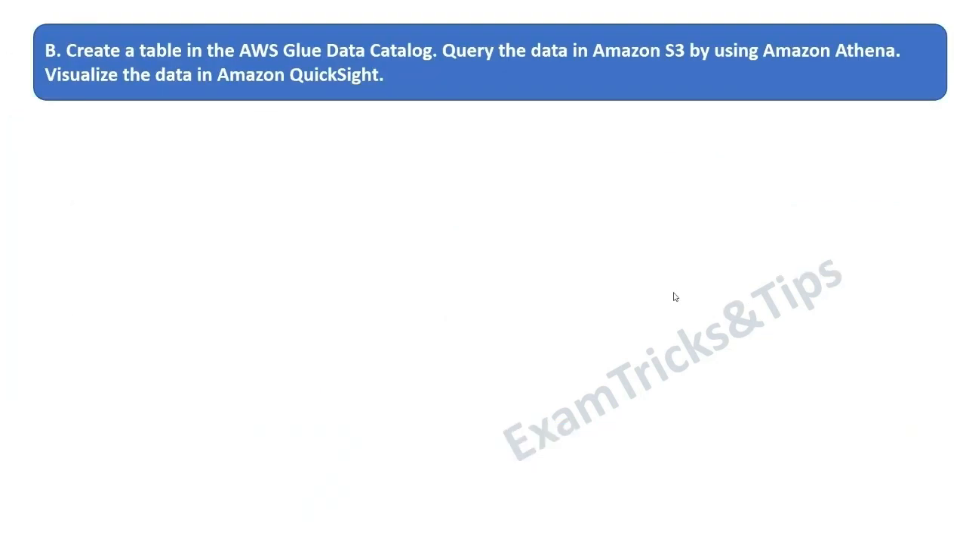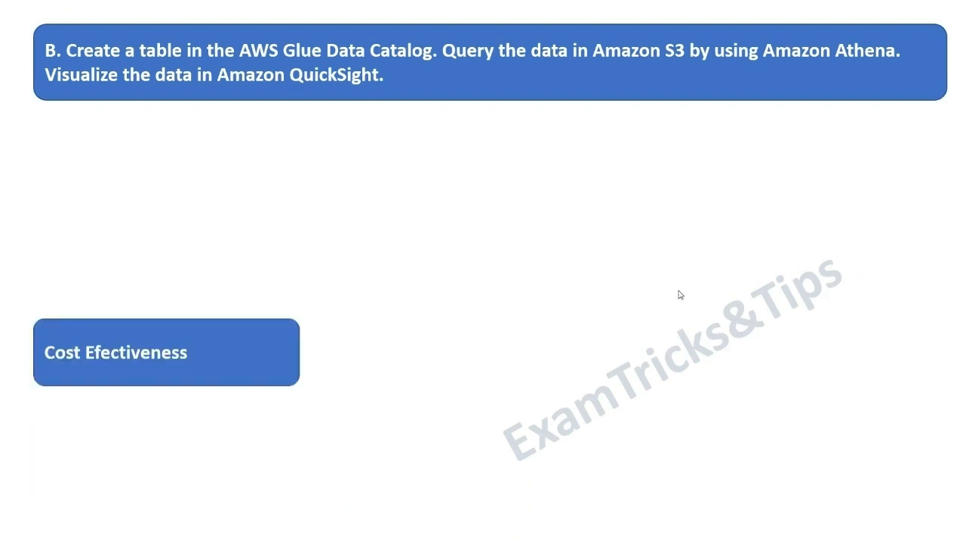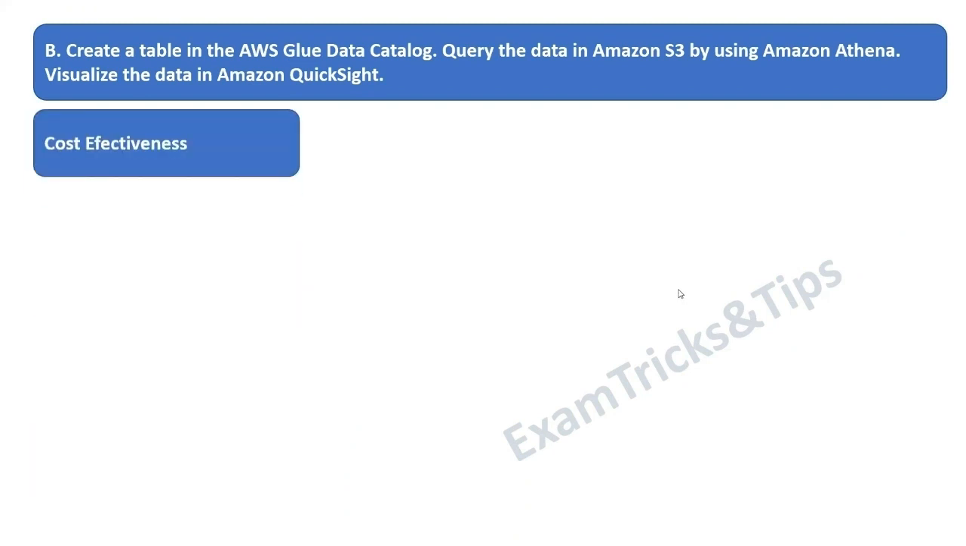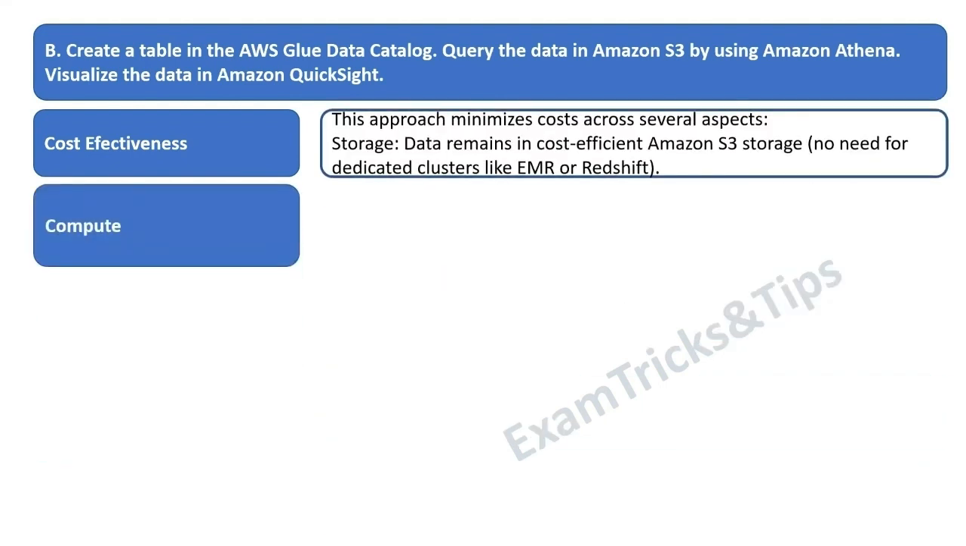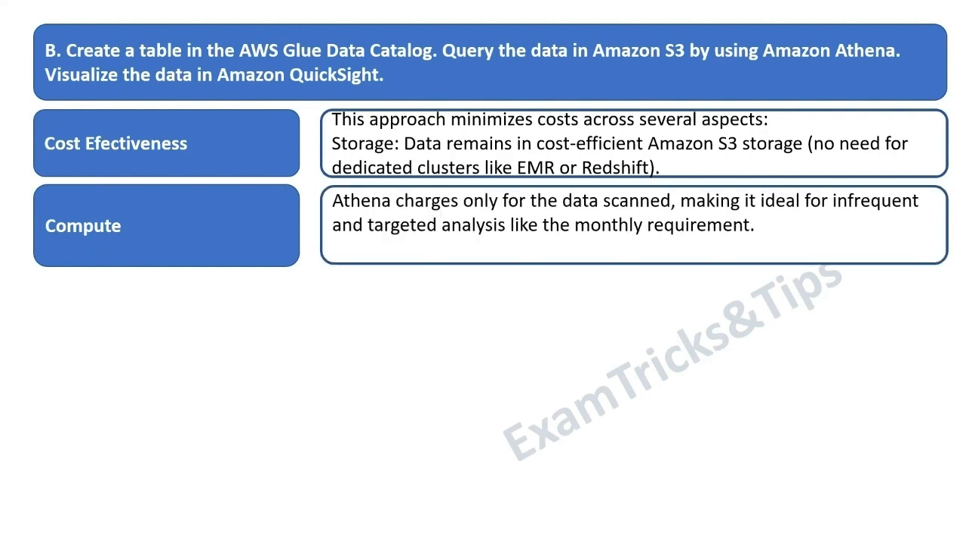So let's look at this option a bit more in detail across all the advantages this provides. The first one is cost effectiveness. This approach minimizes cost across several aspects. On storage, you are using S3 storage, which means you're not needing EMR or Redshift, anything else. So that remains cost effective. Another aspect of cost effectiveness, in compute, is that you're using Athena as the tool for analytics. Athena charges only for the data scanned, making it an ideal solution for infrequent analysis like this monthly requirement.